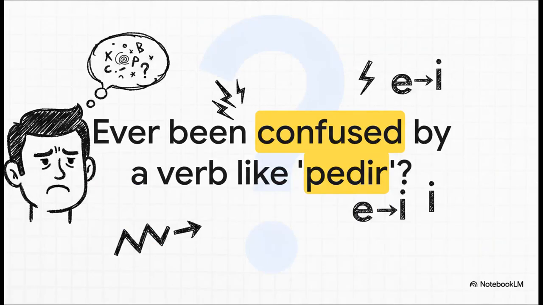So, you've been there, right? You're feeling confident, you're conjugating a verb you think you know, like pedir, and all of a sudden, a vowel just flips for what feels like no reason at all. It can seem totally random.